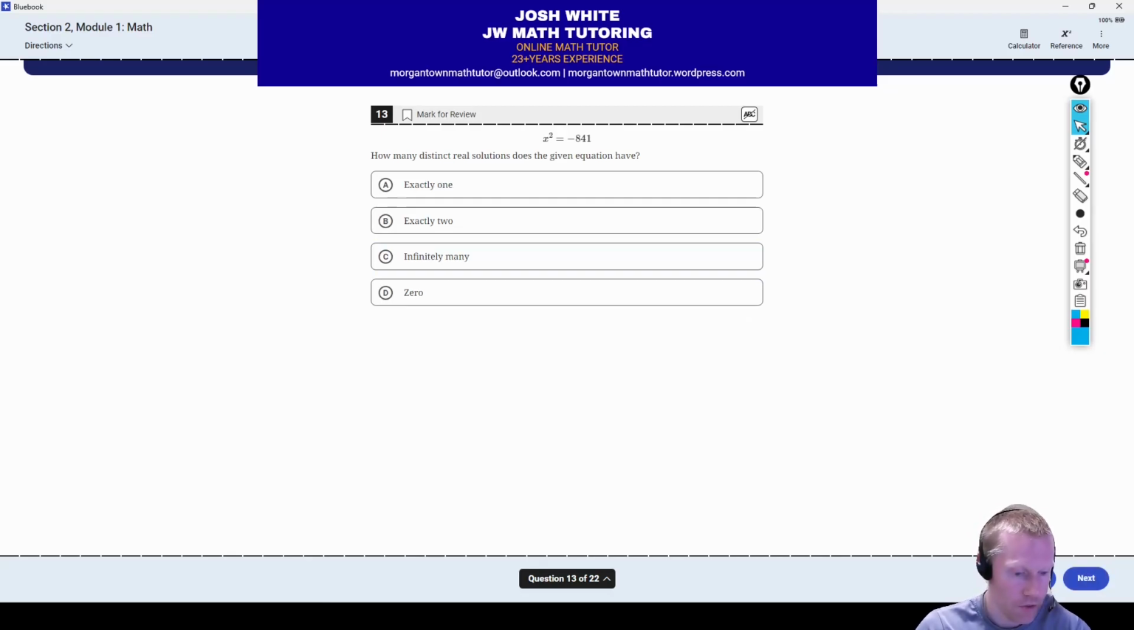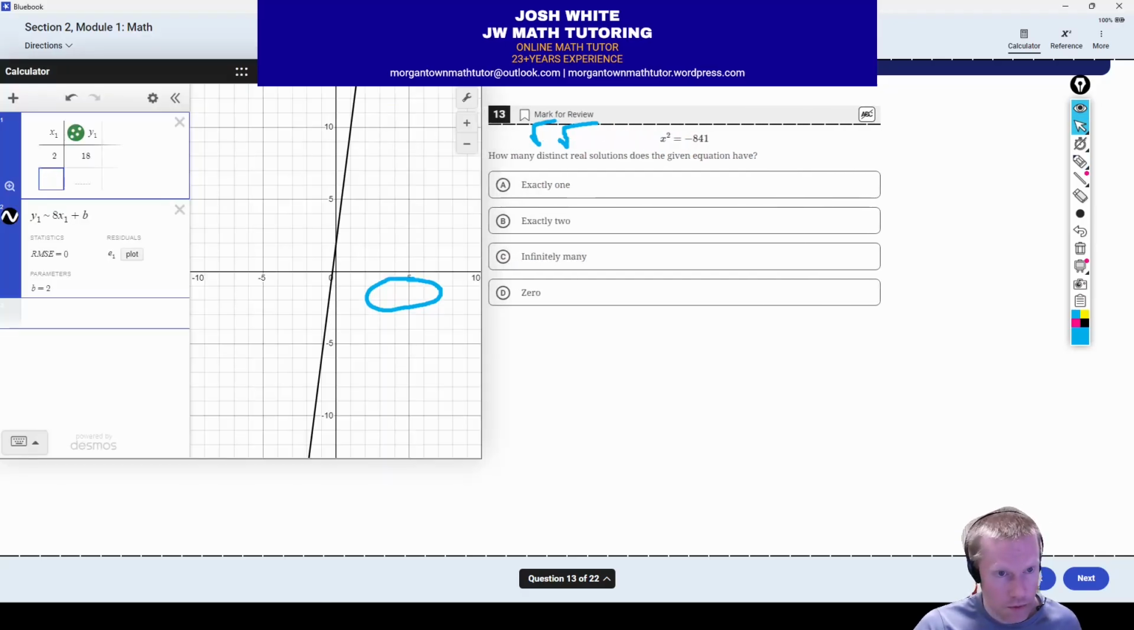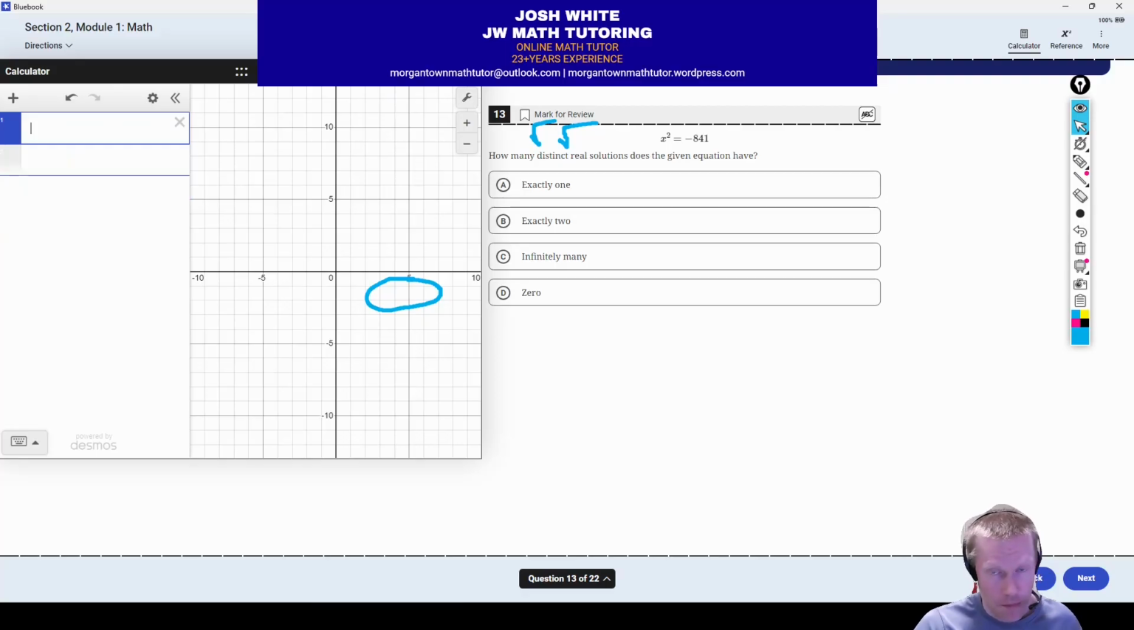All right, next up, number 13. So the answer to this question is going to be D. There are 0 real solutions. Now, hopefully you know that because you see the way to solve this is to square root both sides, and on the right side you have the square root of a negative number, which is not a real number. It's a complex number or an imaginary number, however you want to think about it. However, if you didn't know that, you could also get this in Desmos, and there's multiple ways that you could do it.